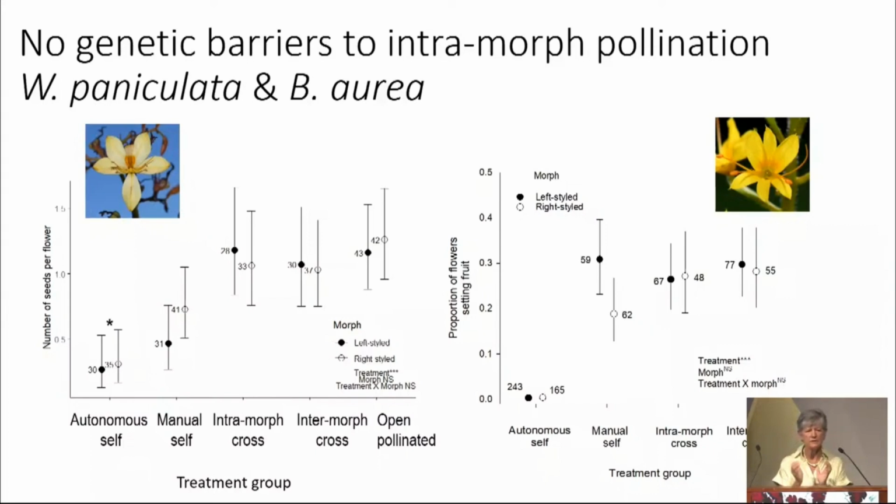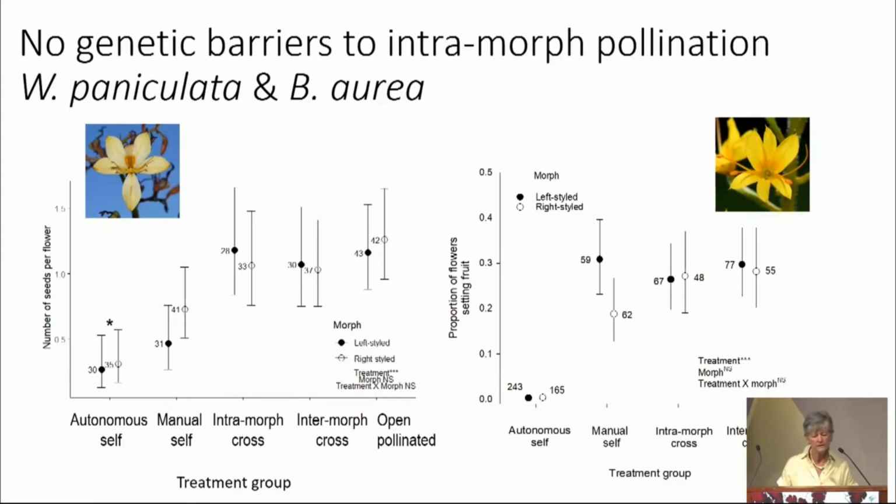Autonomous selfing means that you bag the flower and you don't allow anything to pollinate it. And manual selfing is you manually go and take the pollen from the one anther and put it onto that style. So you can see that the autonomous selfing on the left for both Wachendorfia and for Barberetta aurea is extremely low. Okay, so the plants on their own don't set seed unless some intervention takes place. You'll see that for Barberetta aurea on the right-hand side, there's not much difference in terms of seed set between manual selfing, intramorph, and intermorph.